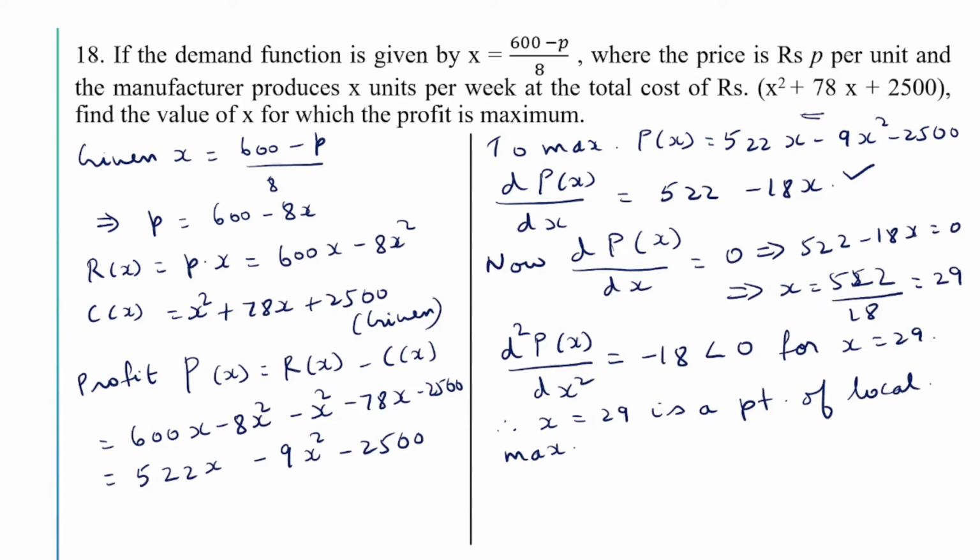So here we have to find the value of x for which the profit is maximum. So the value of x for which the profit is maximum is 29. Therefore, required output is equal to 29 units.